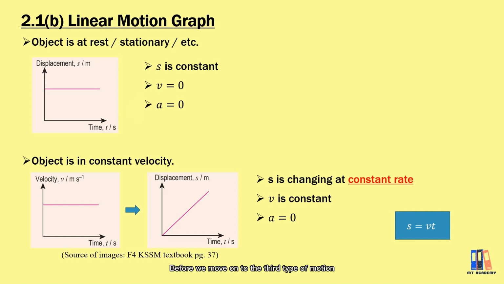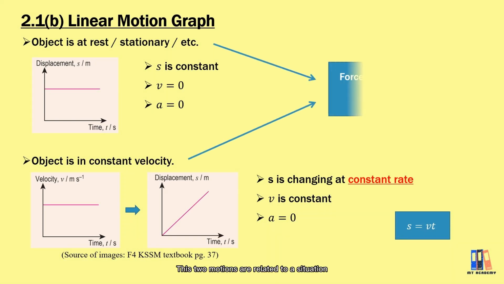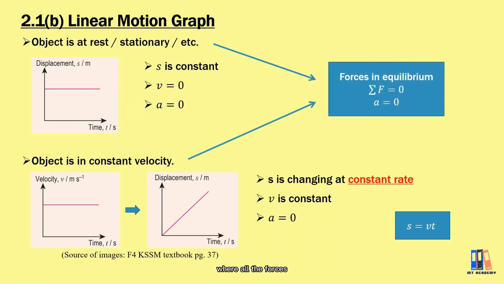Before we move on to the third type of motion, you can recall what you have learned in Form 5 Physics Chapter 1. These two motions are related to situations where all the forces acting on the object are in equilibrium, which means that the resultant force is equal to 0 and leads to 0 acceleration. So according to Newton's first law of motion, the object will remain at rest or at a constant velocity when there is no external force acting on the object.